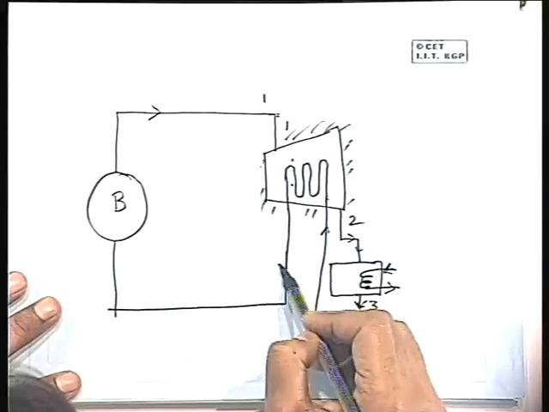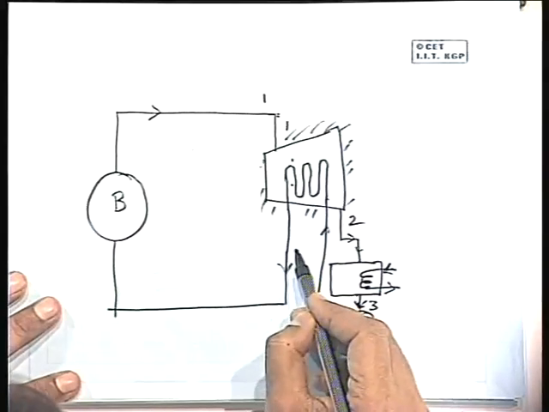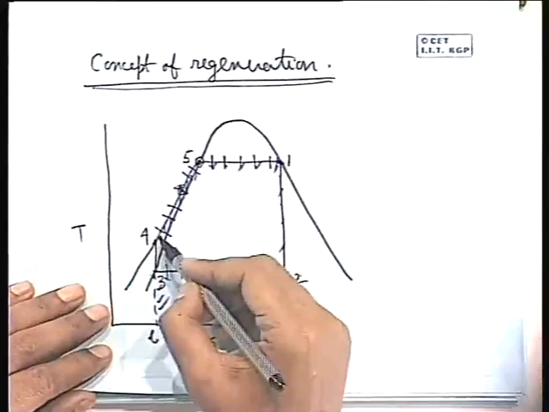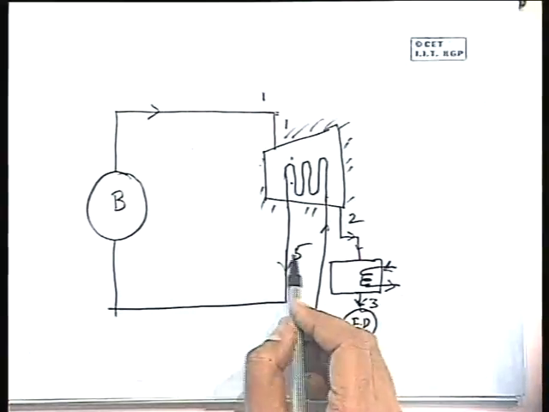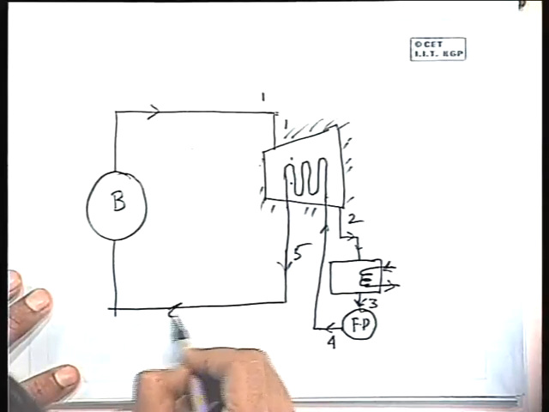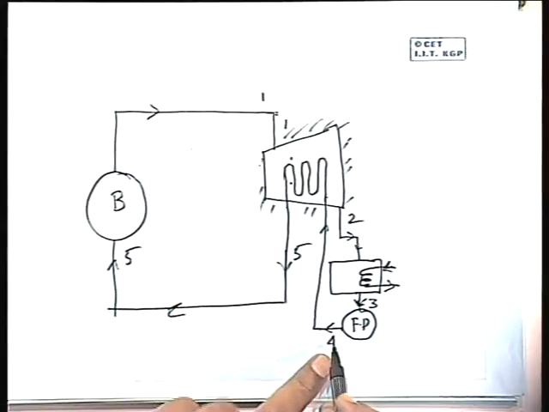Then water is heated, and I consider the water to be heated up to point 5. That means let the water be heated up to its saturation temperature corresponding to the boiler pressure, so that it enters the boiler at state 5 instead of 4.